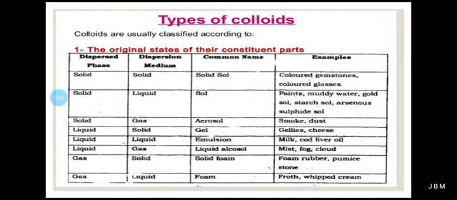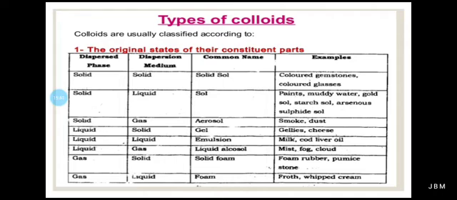Solid dispersed phase and gas as the dispersing medium is called an aerosol. That includes smoke, automobile exhausts, dust. Liquid in solid is called gel, so obviously jellies. Then liquid in liquid is called an emulsion. That will include milk, face cream, cod liver oil.